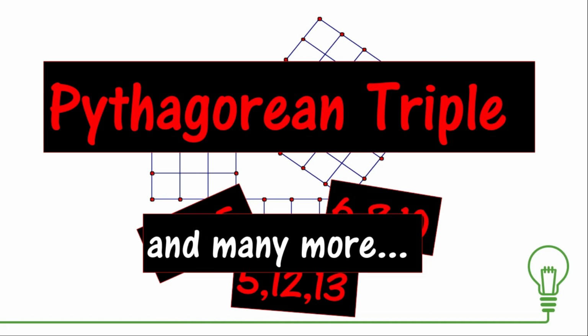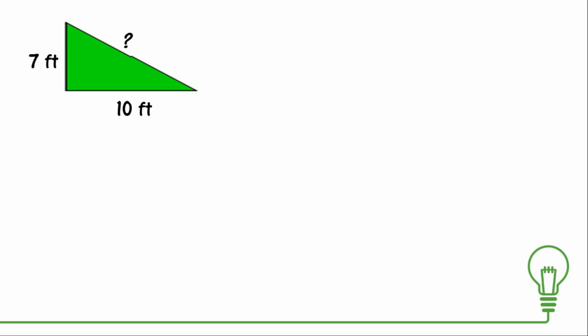But what if we are encountering problems that do not involve a Pythagorean triple? So let us have examples. Let's say, for example, we have a right triangle here, and this side of the triangle measures 7 feet, and this side of the right triangle measures 10 feet. So we are after finding the measure of the hypotenuse.